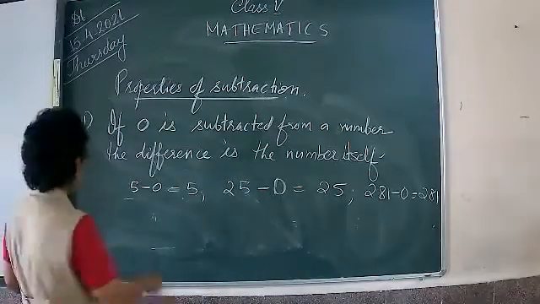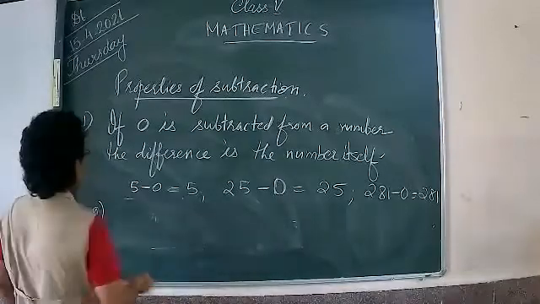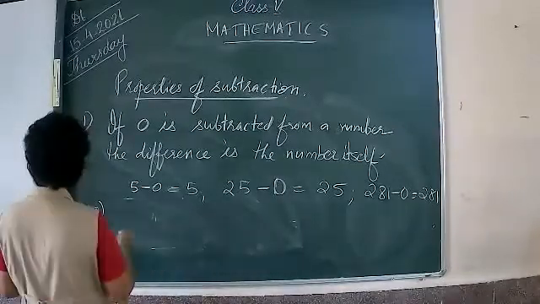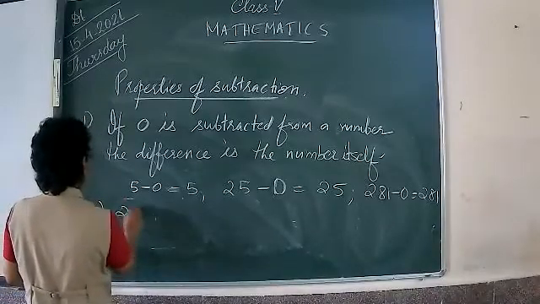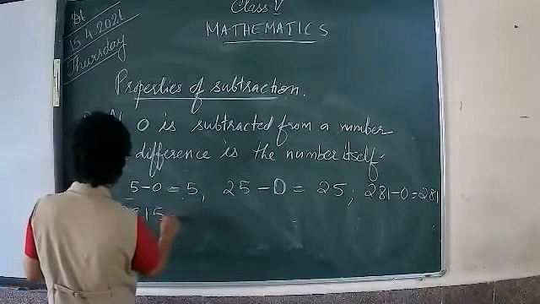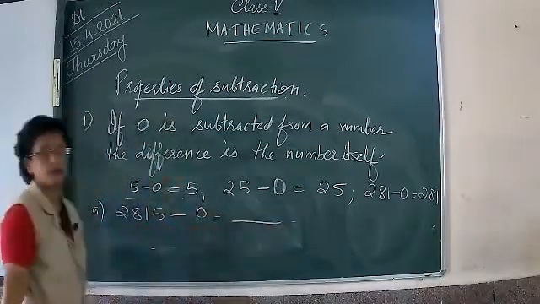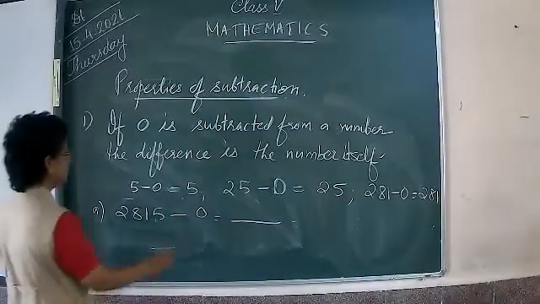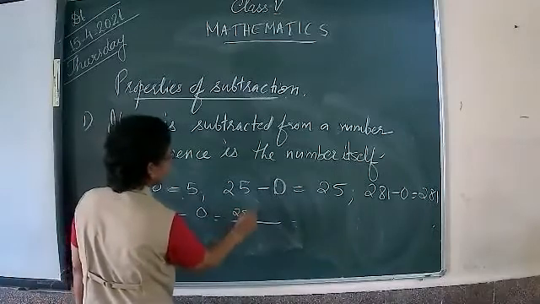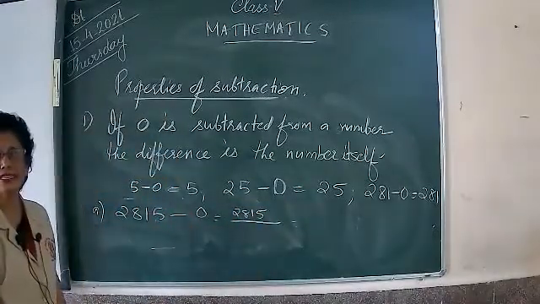For example, I'll write one question here. All of you copy down. If the question is fill in the blanks, how will you answer there? 2815 minus 0. The simple straight way question. What is the answer there? Very good. 2815 itself. Isn't it, children?